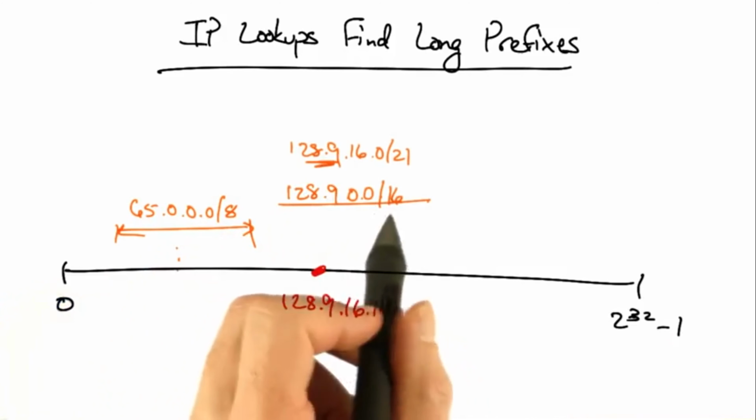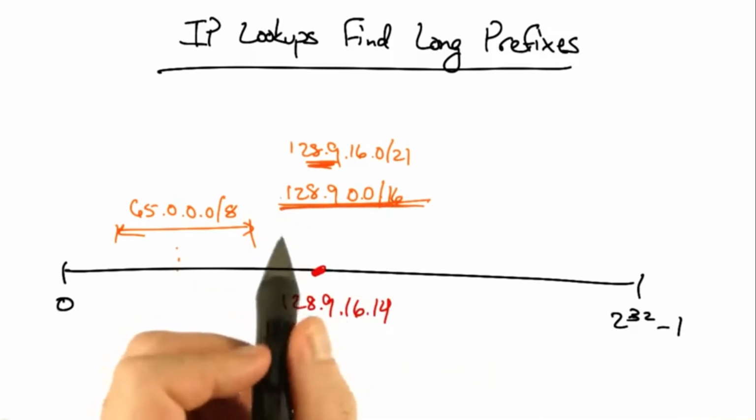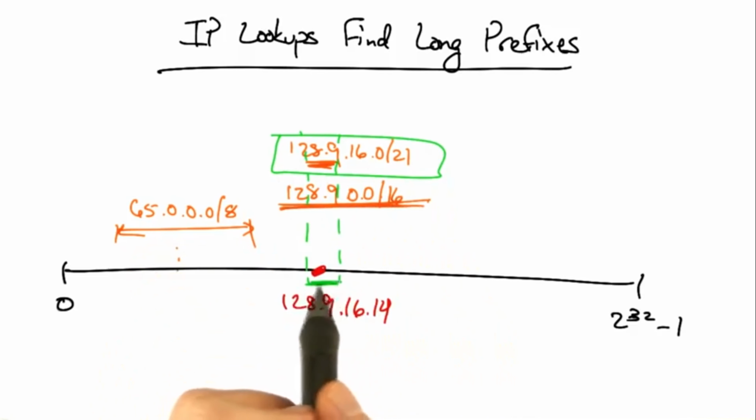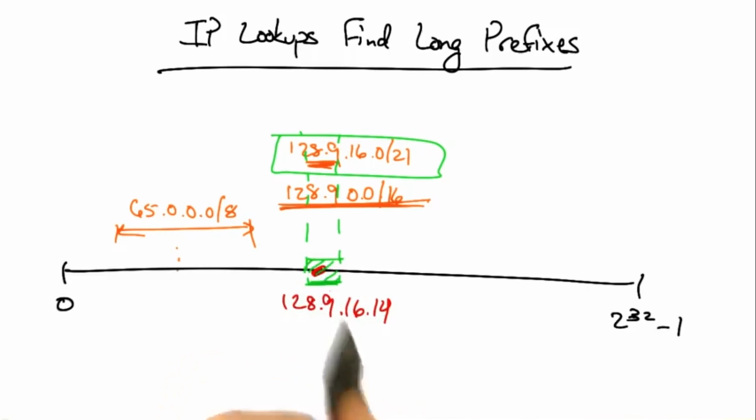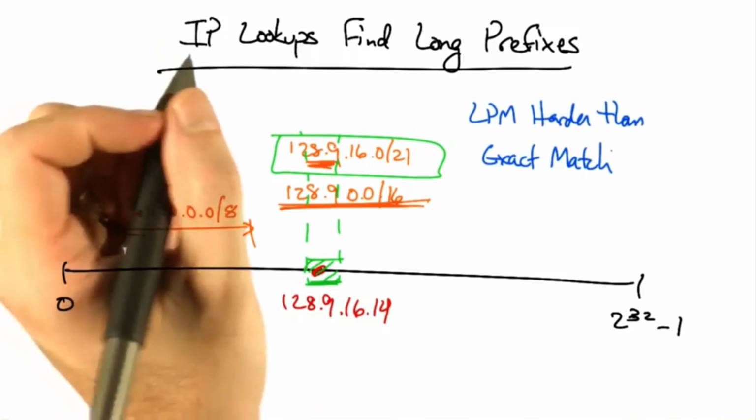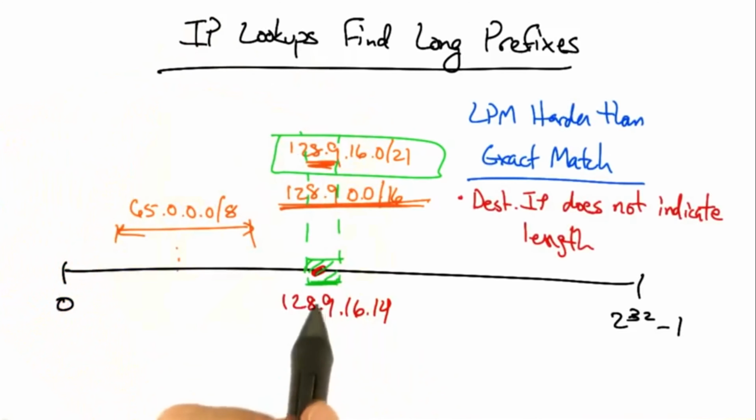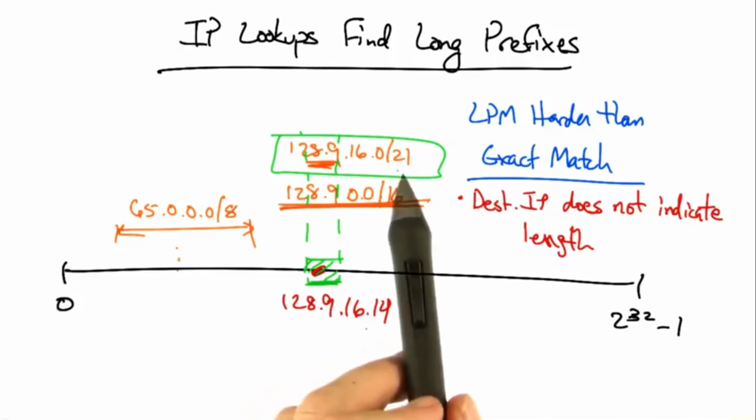Now, these ranges, of course, might be overlapping, as is shown here. And the idea is that longest prefix match will match the smallest prefix for which the range overlaps that of the specified IP address. So longest prefix match is harder to perform than exact match. For one, the destination IP address does not indicate the length of the longest matching prefix. So some algorithm needs to determine the length of the longest matching prefix, which in this case is 21.